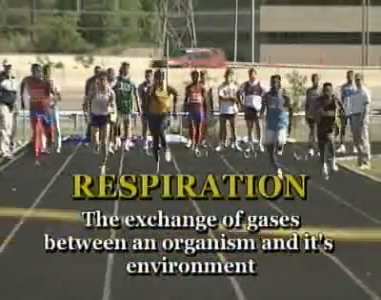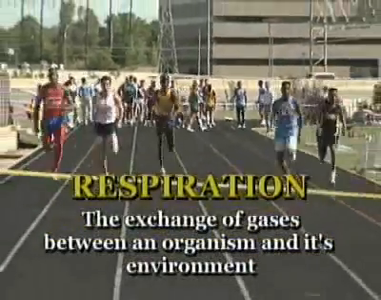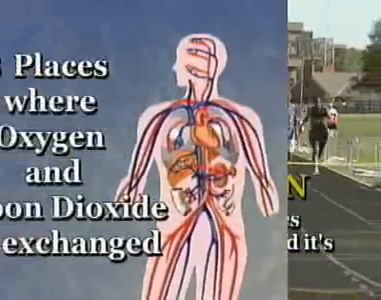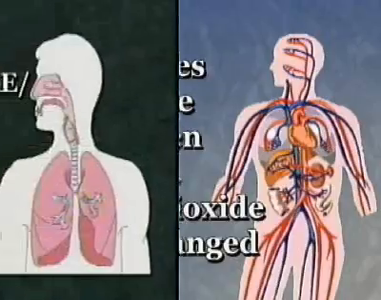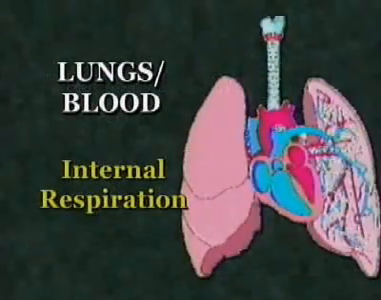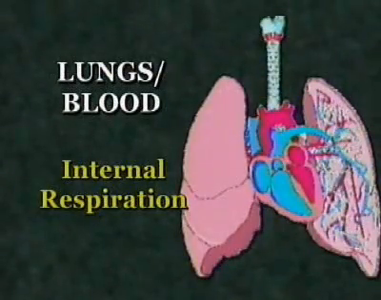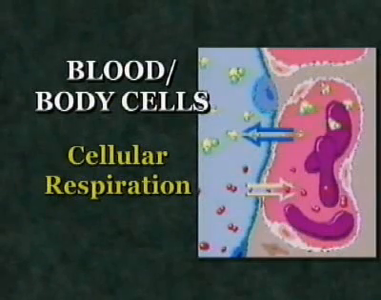Respiration is defined as the exchange of gases between an organism and its environment. There are 3 places where oxygen and carbon dioxide are exchanged within the body. 1. Atmosphere, lungs, external respiration. 2. Lungs, blood, internal respiration. And 3. Blood, body cells, cellular respiration.